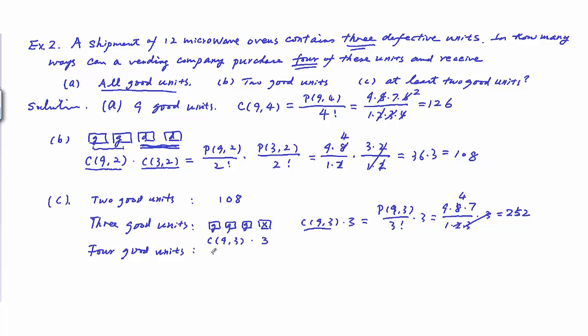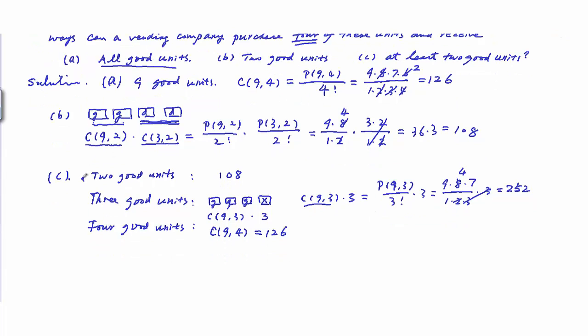And then for all 4 good units, you talk about 9 good units taking 4 at a time. So this is combination 9 good units taken 4 at a time. That gives you this many ways to get all 4 good units. So you calculate, it should be 126.